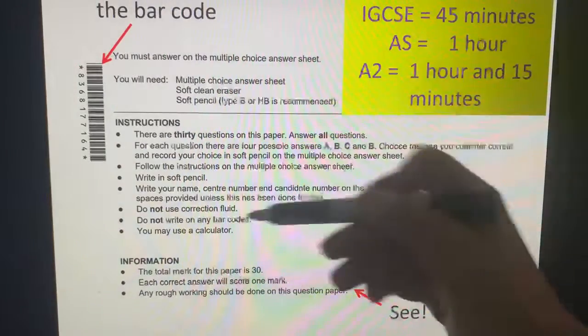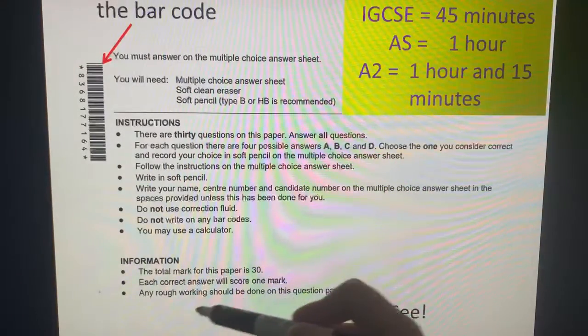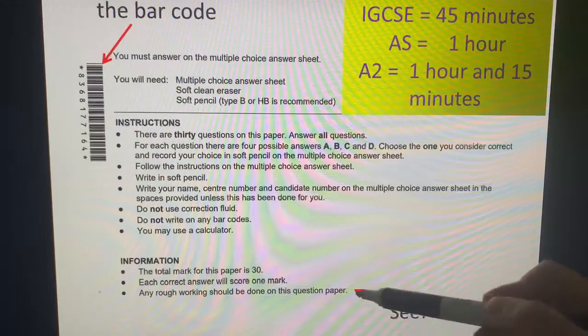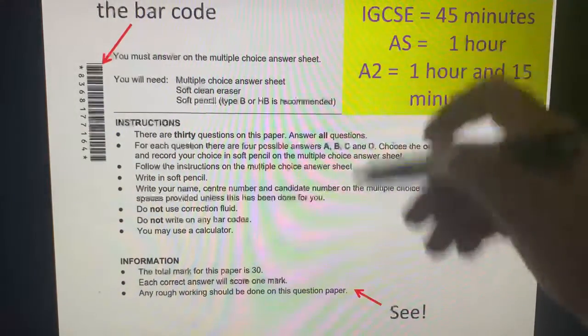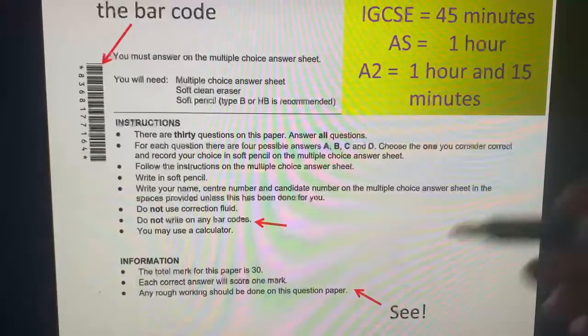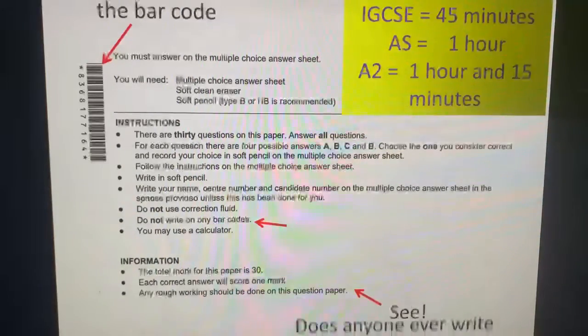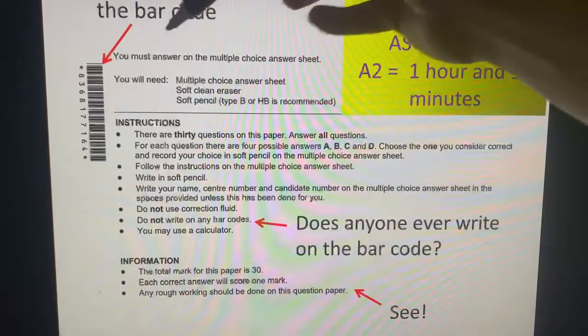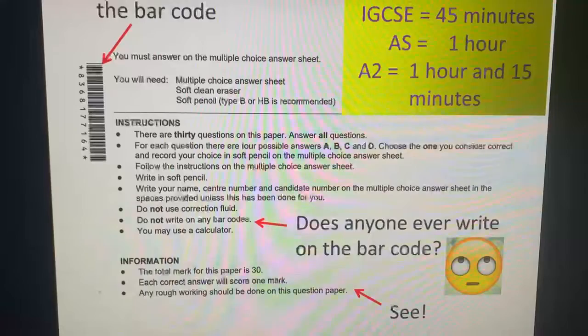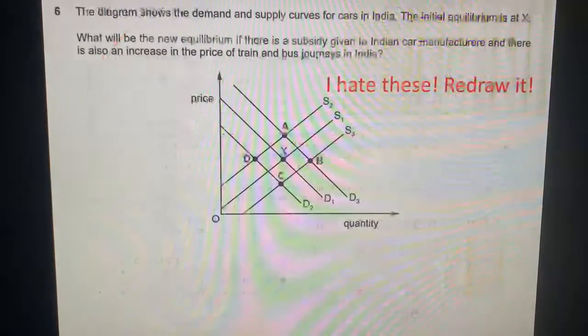Here's the instruction page. You can see any rough working should be done on this question paper. So you can write all over the question paper. They always say, do not write on any barcodes. Here's the barcode. Does anyone ever write on the barcode? No one writes on the barcodes.